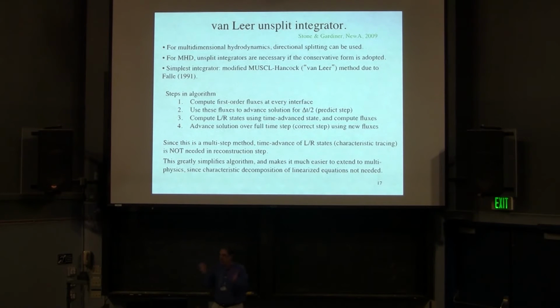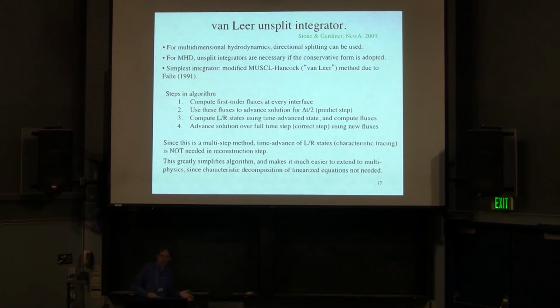How do we do an unsplit integrator? Well, the simplest integrator we have is something we call the Van Leer integrator. It's based on the so-called MUSCL-Hancock method. It's very, very simple. You just calculate first-order fluxes at each interface, meaning use piecewise constant values to calculate left and right states, solve the Riemann problem, and update the entire mesh in 3 dimensions using all the states to calculate the fluxes. You only advance for half a time step, delta t over 2.